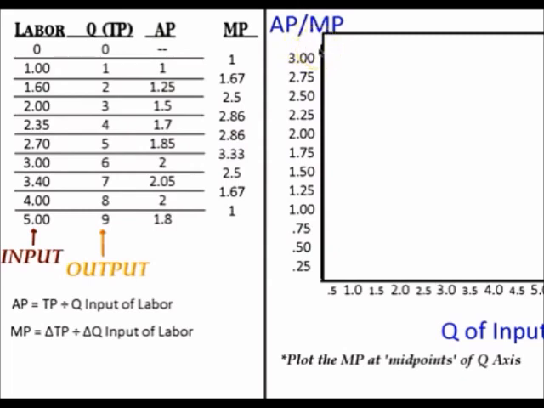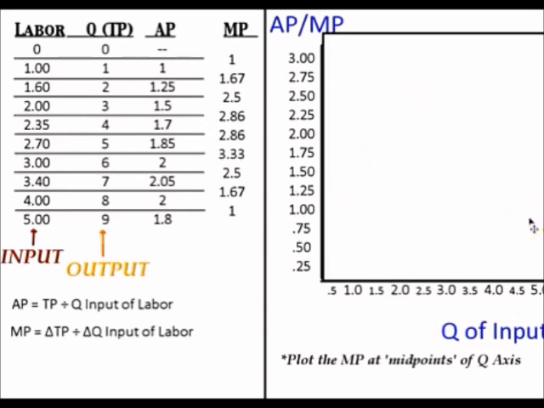All right, so if you start with the average product, 1 labor, boom, 1.0, 1 average, 1. So 1 on this axis, 1 on this axis, a dot would go right there. 1.6 and 1.25. So 1.6 of input, 1.25, a dot would go right there. And then you do 2 and 1.5, 2, you slide it to 1.5, put a dot right there, and so on. Connect the dots, label it AP.